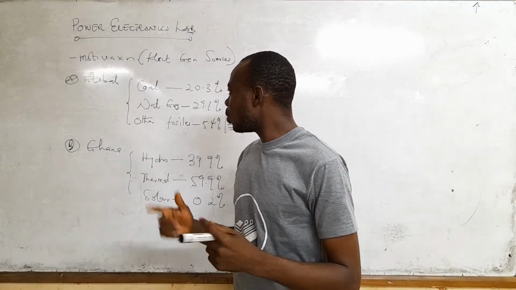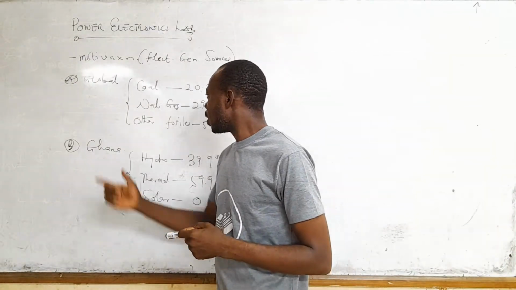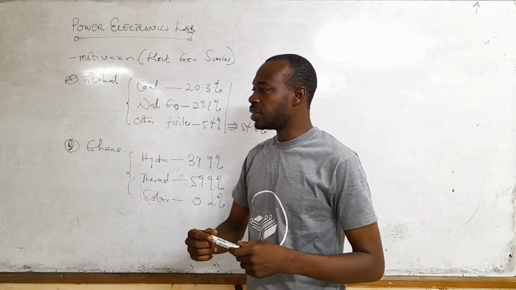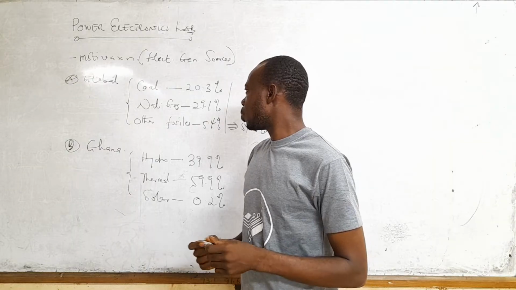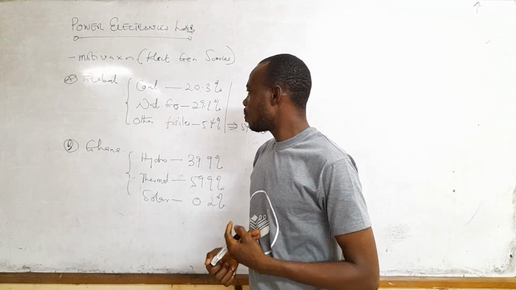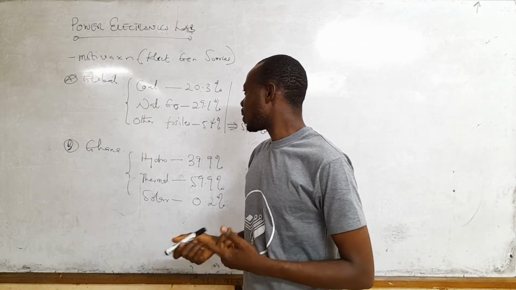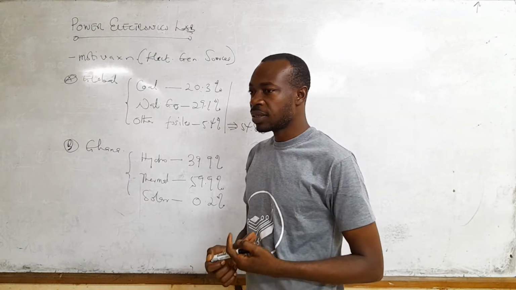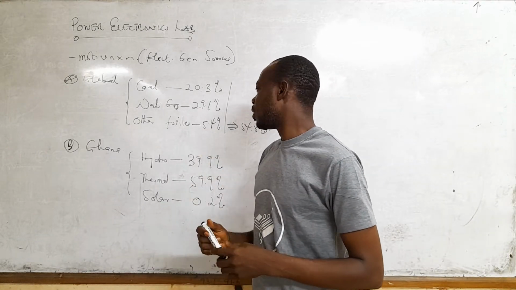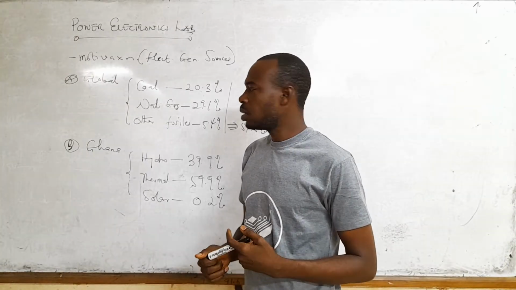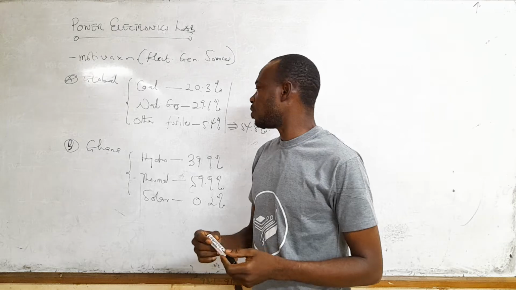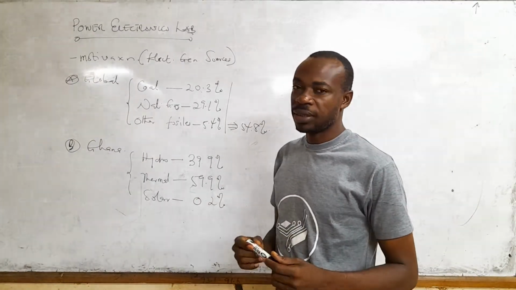When we look at the global point of view, we've taken some portion of the sources of generating electrical energy. About 20.3% comes from coal, 29.1% also comes from natural gas. Then other fossil fuels also constitute 5.4%. So when you look at the whole percentage that is coming from these fossil fuels, it's about 54.8%.